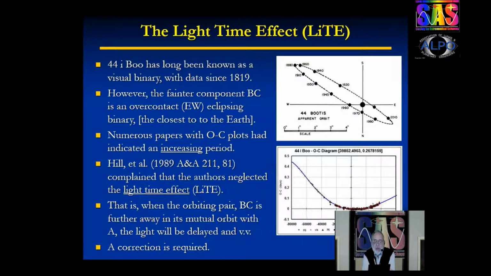So the top is the visual binary orbit, which, as you can see, is around 100 years, a little over 100 years. And the bottom is an O-C plot for the eclipsing pair, which is, so it's A-BC in the nomenclature. A is the brightest star in the center, and BC are the orbiting pair that are in turn orbiting around the central star. So anyway, the BC pair is an overcontact binary, the closest to the Earth, and below you see an O-C plot.